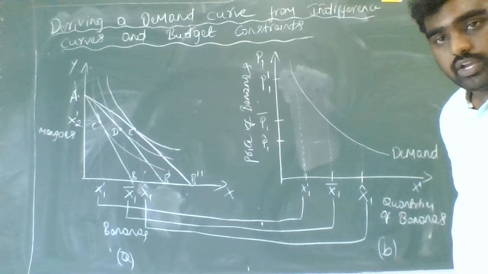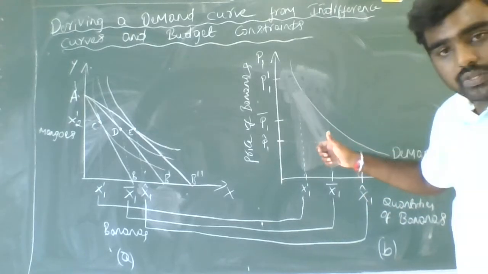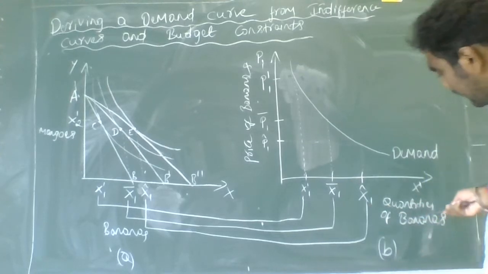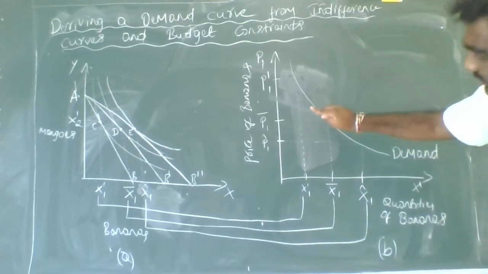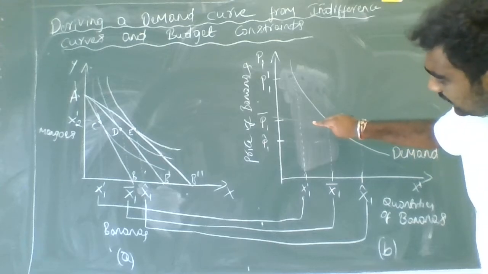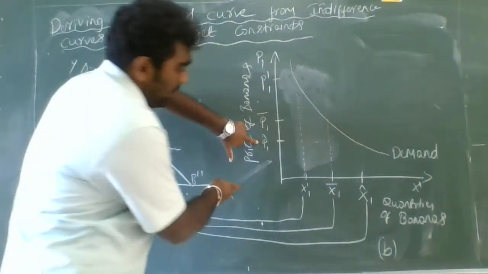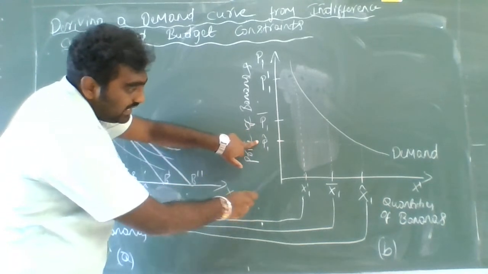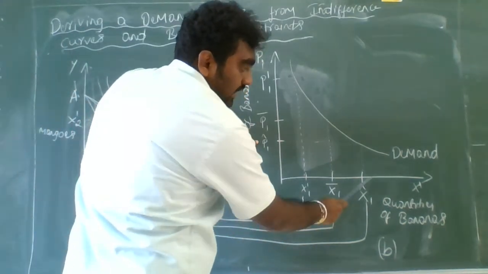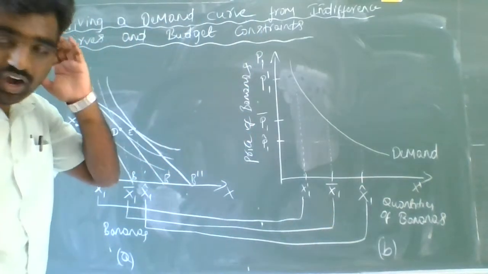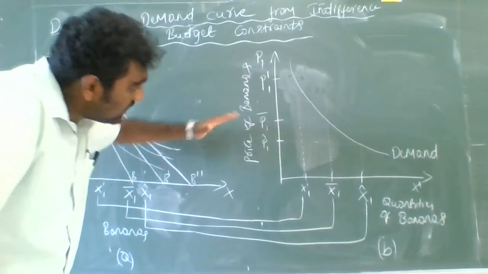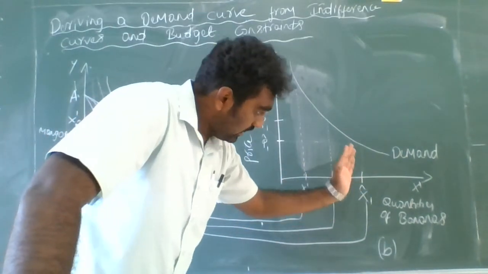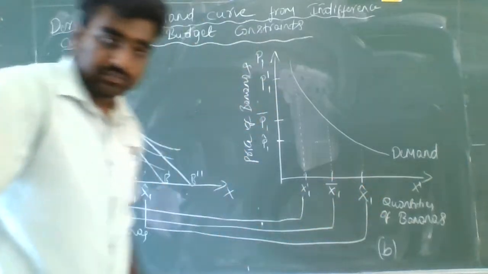Now when the price of banana still becomes cheaper, from P dash 1 to another P1, then the quantity of bananas consumed will increase. As states the law of demand, when the price decreases, the demand increases. The quantity demanded for bananas increased.